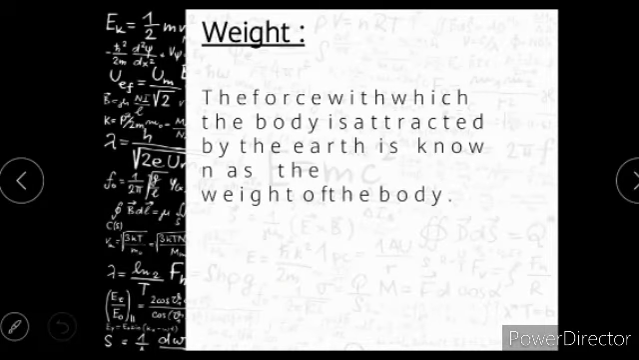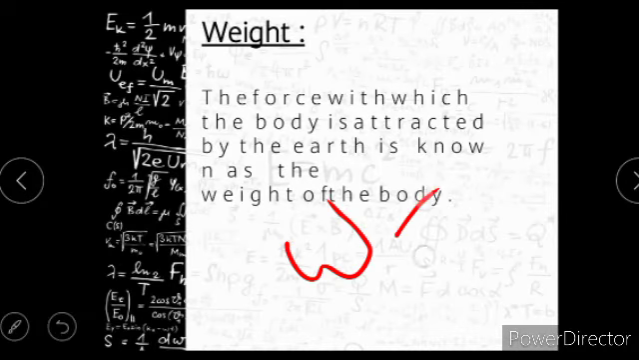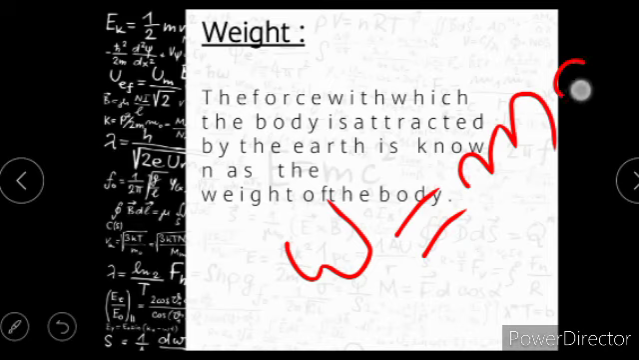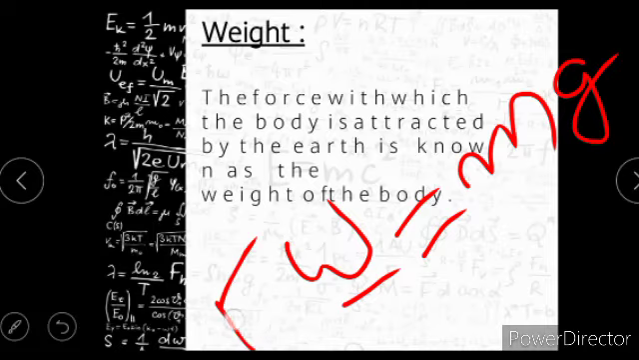What is weight? The force with which the body is attracted by the earth is known as the weight of the body. With what force any object is attracted towards the earth, that is known as the weight of the body. We can denote it as W equal to m into g, where g is acceleration due to gravity. That is, weight equals mass into gravity, W = mg. The force with which the body is attracted by the earth is known as the weight of the body.